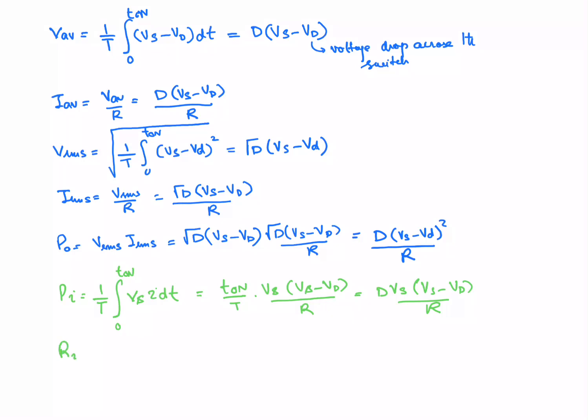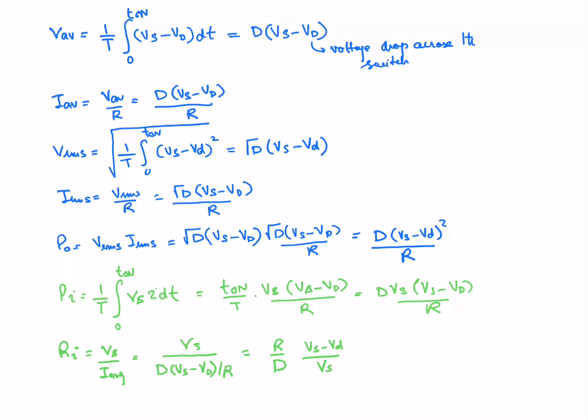And what will be the average resistance or effective resistance at the input terminal? Let's suppose that is equal to Ri, and as we have calculated in the last slide, that is equal to Vs by I average. So this will be equal to Vs divided by D into Vs minus Vd divided by R. So that will be equal to R divided by D into Vs minus Vd by Vs, right?